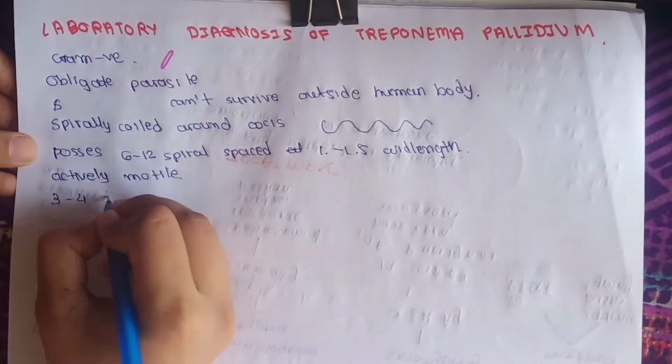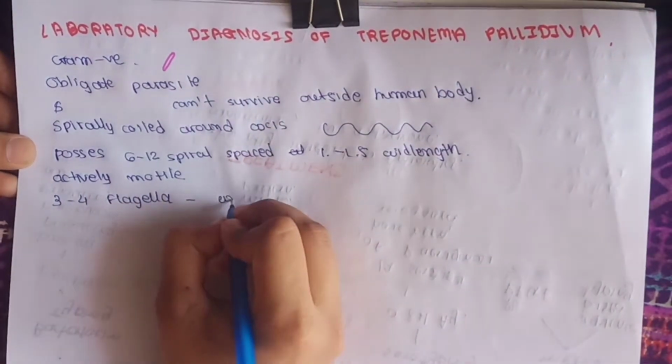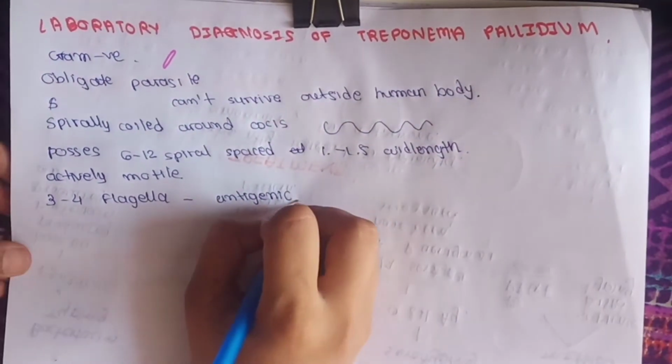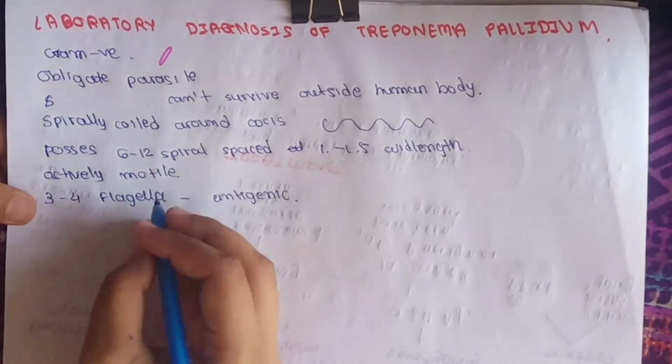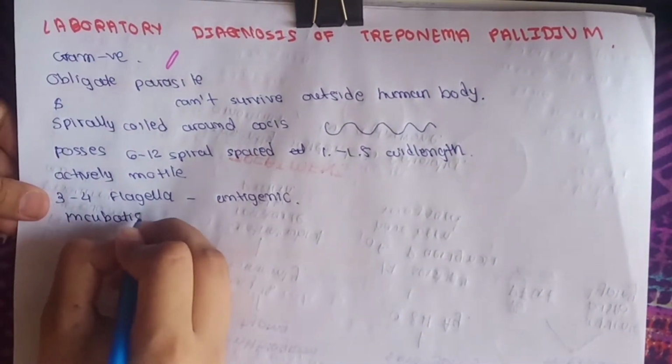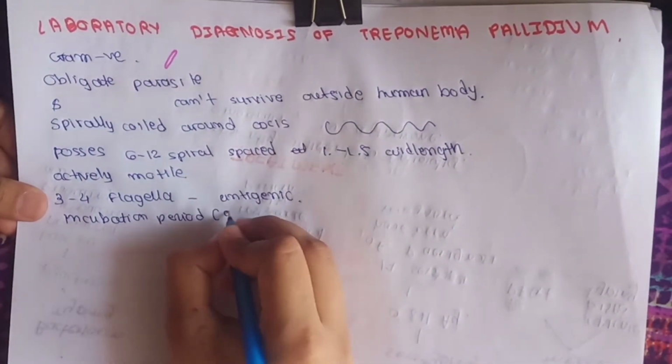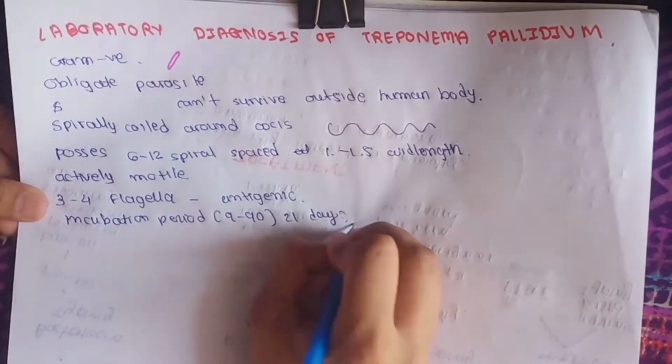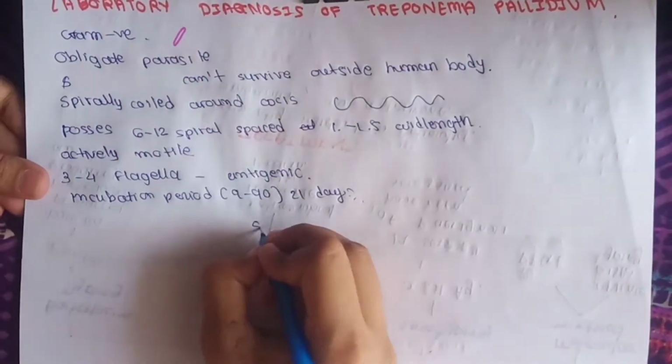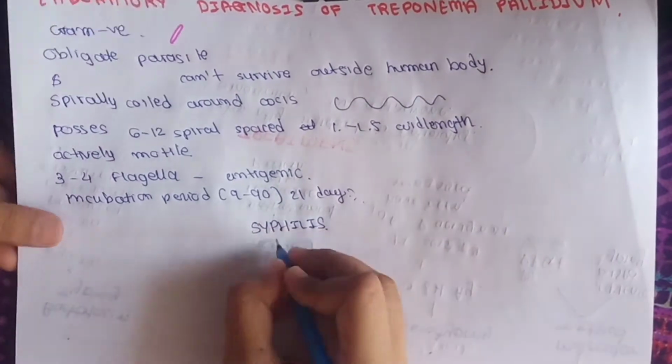It is actively motile. It has 3 to 4 flagella and all these flagella are antigenic. Now, this is the causative agent of syphilis and its incubation period is 21 days. Let's talk about syphilis.